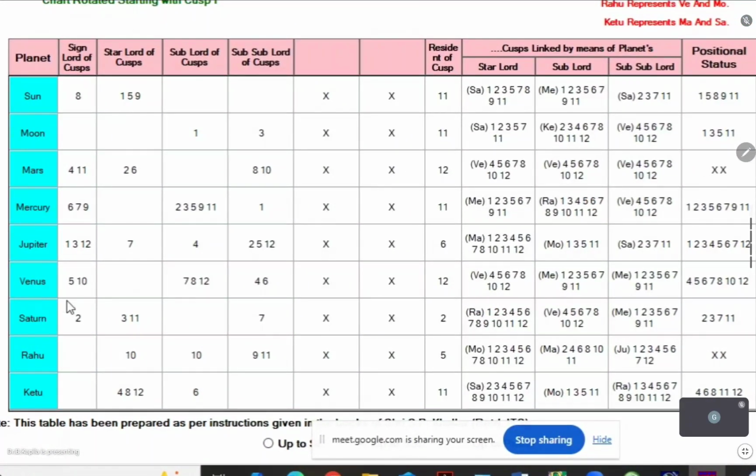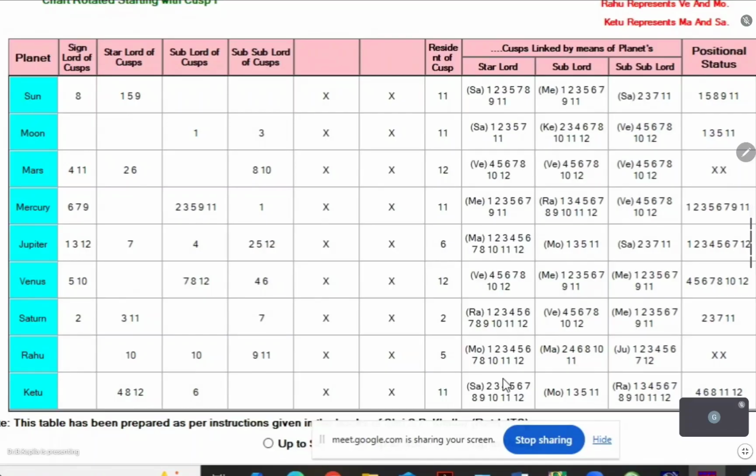Our first focus will be on Saturn, right? And if Saturn is not appearing, then our focus has to be on the star lord, Rahu. Now sir, Rahu is appearing here in almost all the cusps, 1 to 12, all cusps. And whenever you calculate the significations of Rahu and Ketu, what you do is, first of all, you will check Rahu.